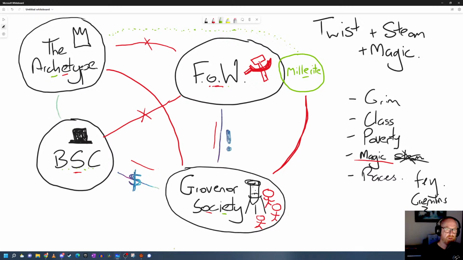So which one are we going to choose to act? What I'm going to say is that within the Millerites, let's say, there is a leader.